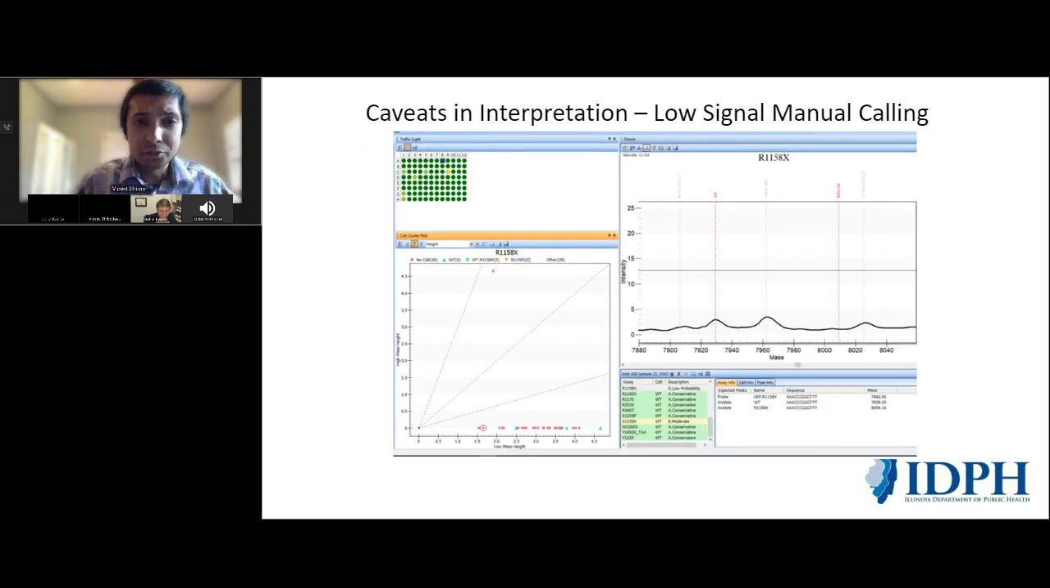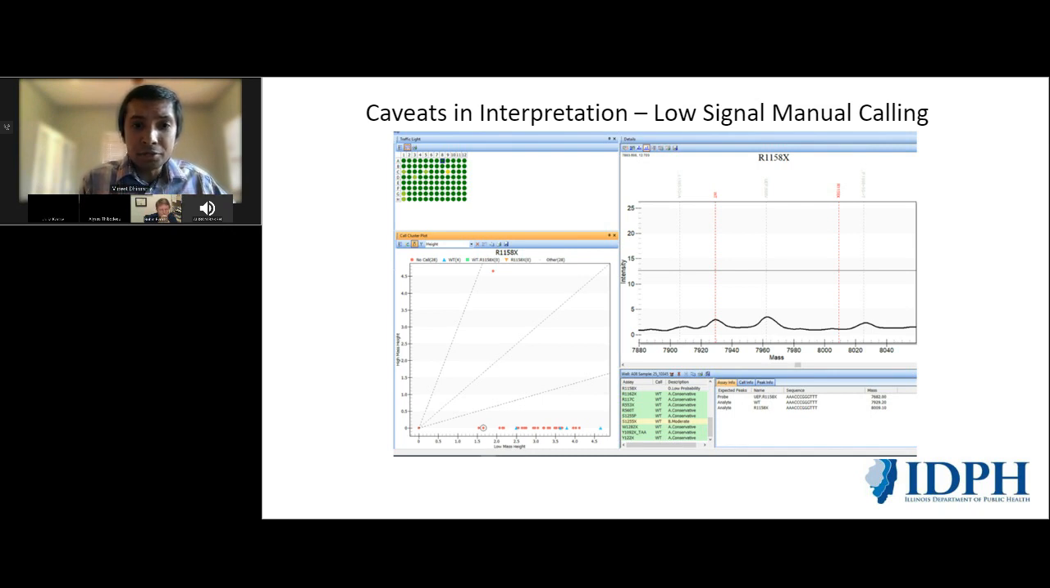And the last caveat to interpretation, which is a bit more difficult to deal with, is these low signal mutation callings. Sometimes with some mutations, for example, this R1158X that you see here, you'll see that it's basically red across the board, right? There's a few areas where you'll see the blue triangles where the interpretive software was able to call a wild type call for some of the specimens. However, the vast majority are red circles.